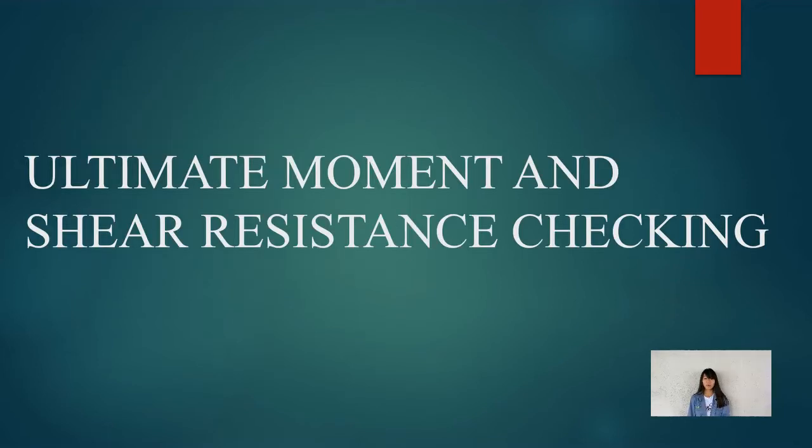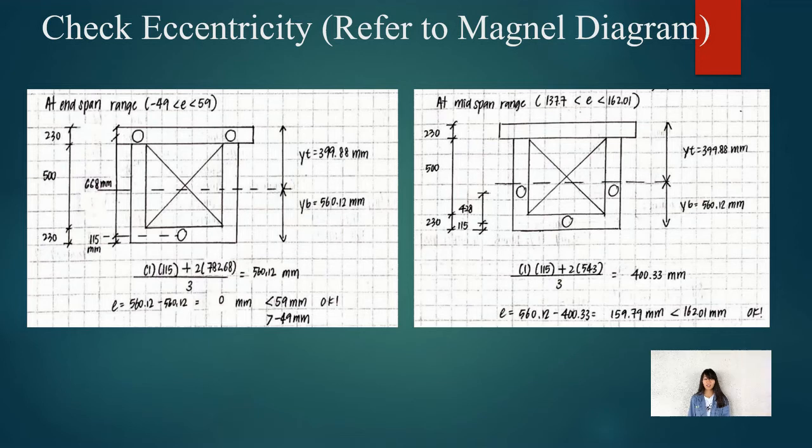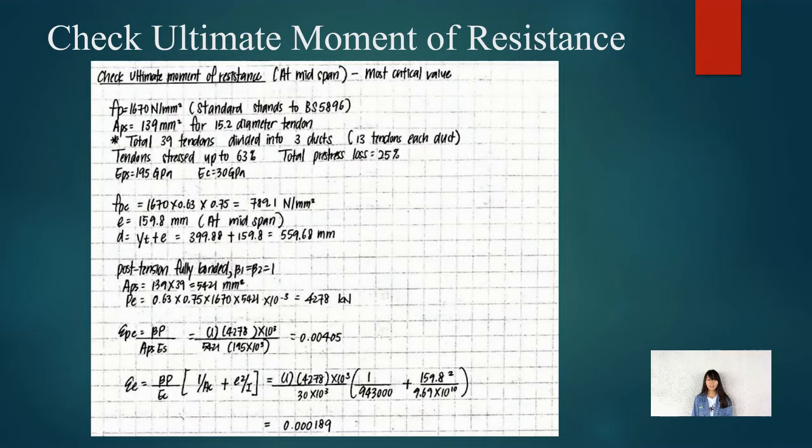So now I'm going to present about the ultimate moment resistance and shear resistance checking. First is eccentricity checking based on the Magnel diagram. The eccentricity at end span is 0 and at mid span is 159.8 mm, within the allowable range.